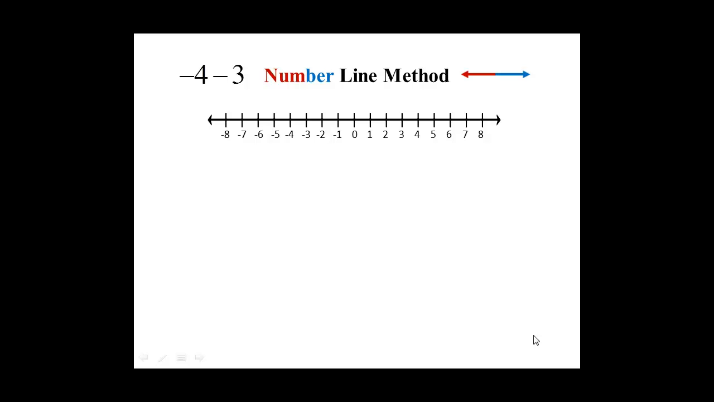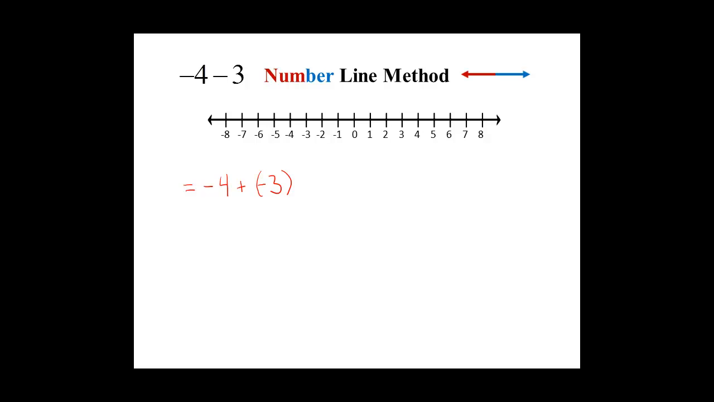We're going to calculate -4 minus 3. We are going to change the subtraction problem to an addition problem by changing -3 to adding the opposite of 3. Remember, subtraction means adding the opposite. So this problem is equal to -4 plus the opposite of 3. So plus -3.